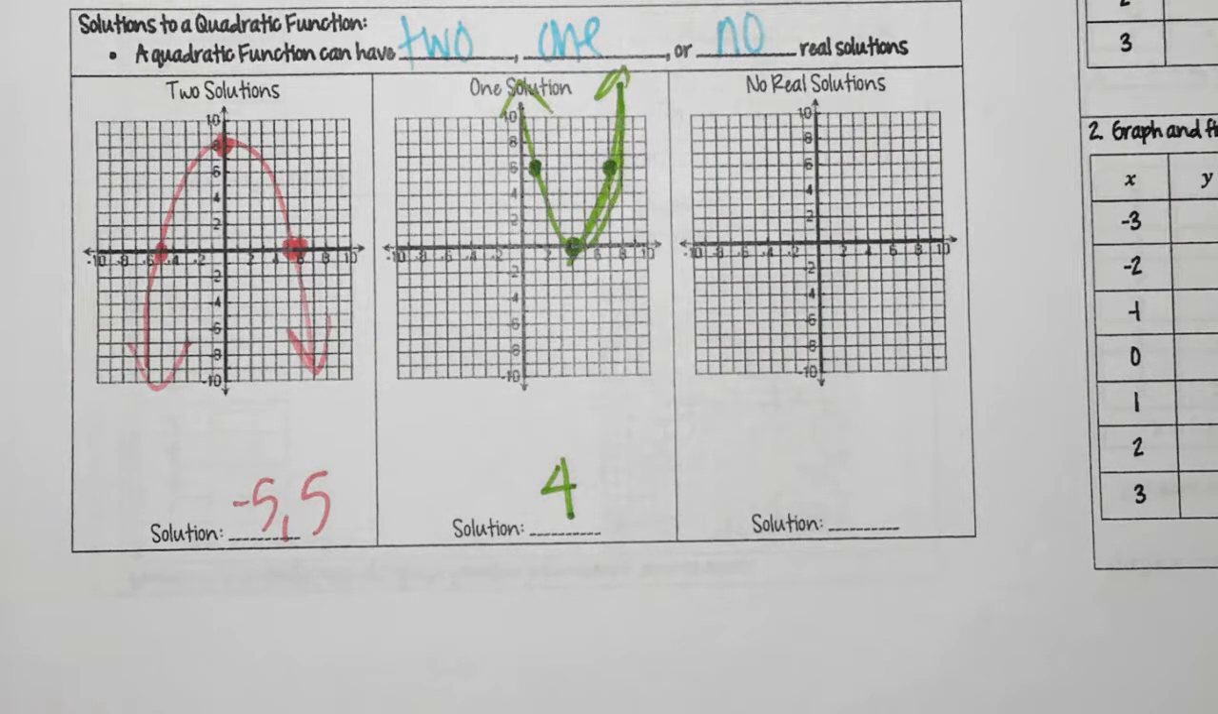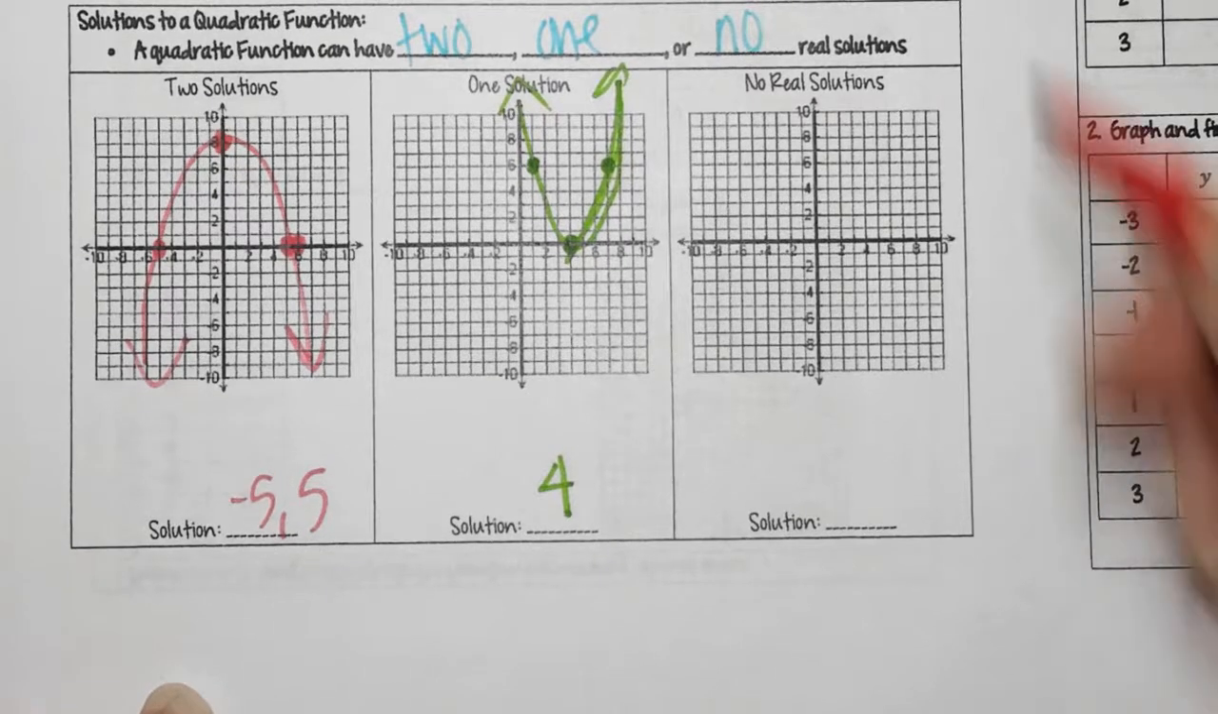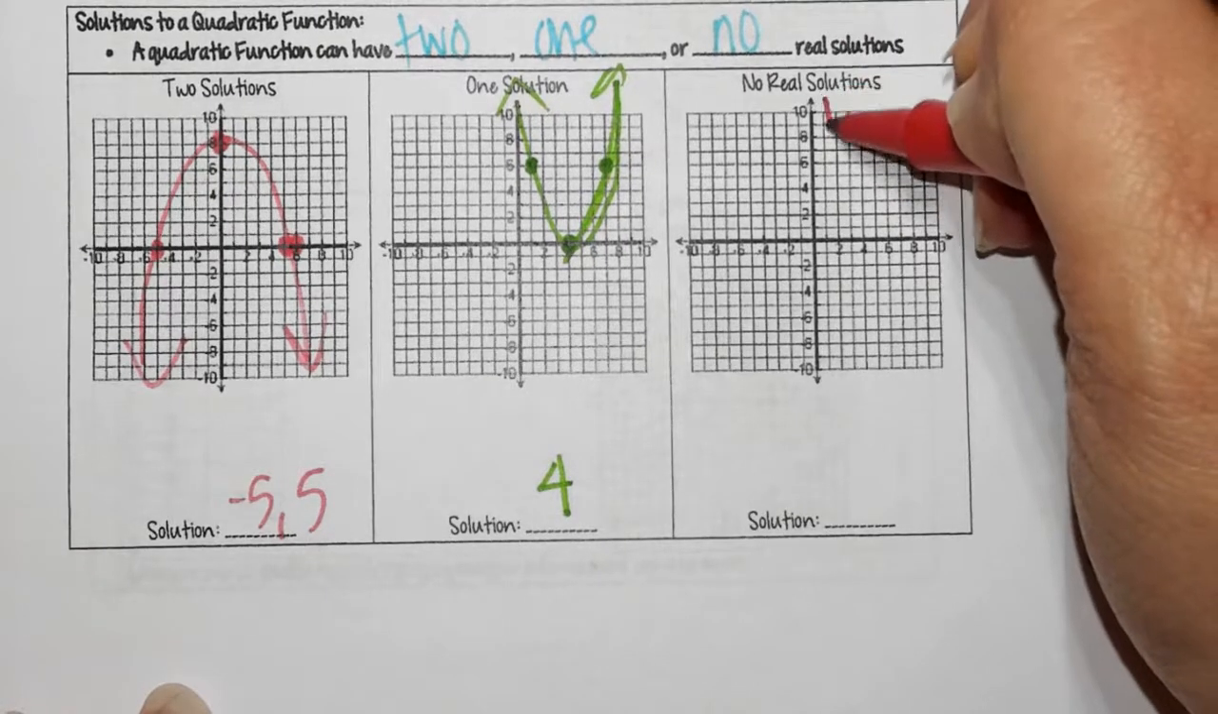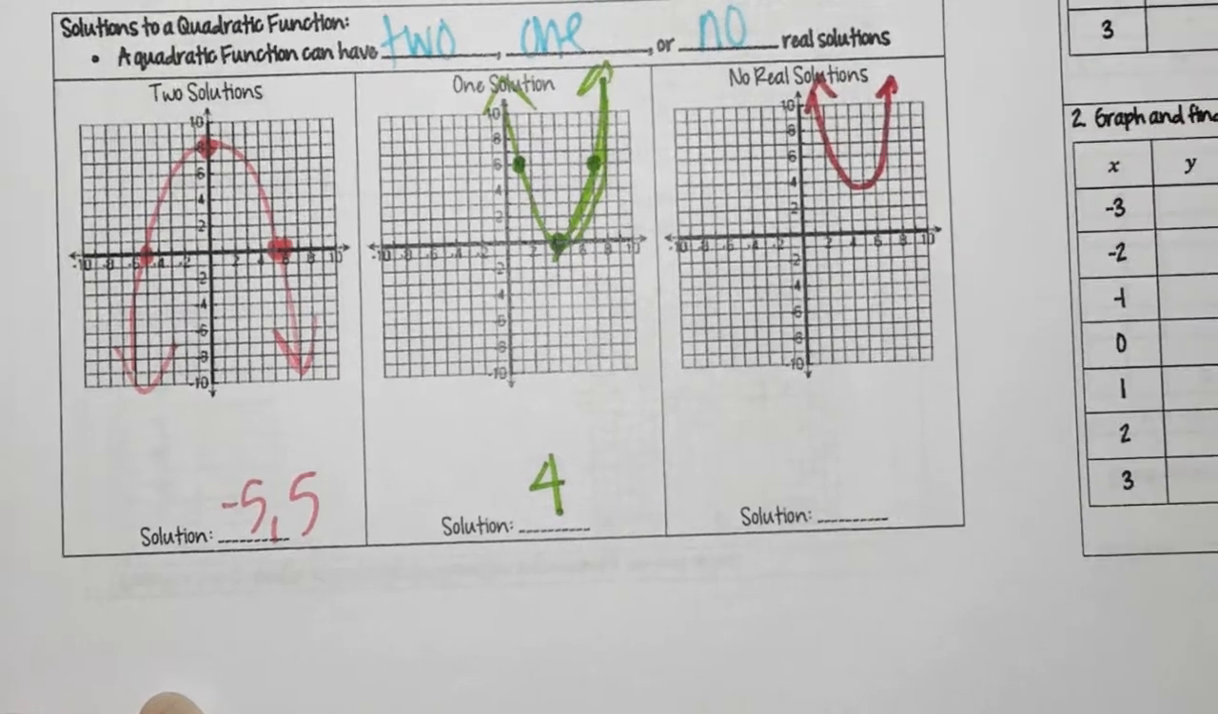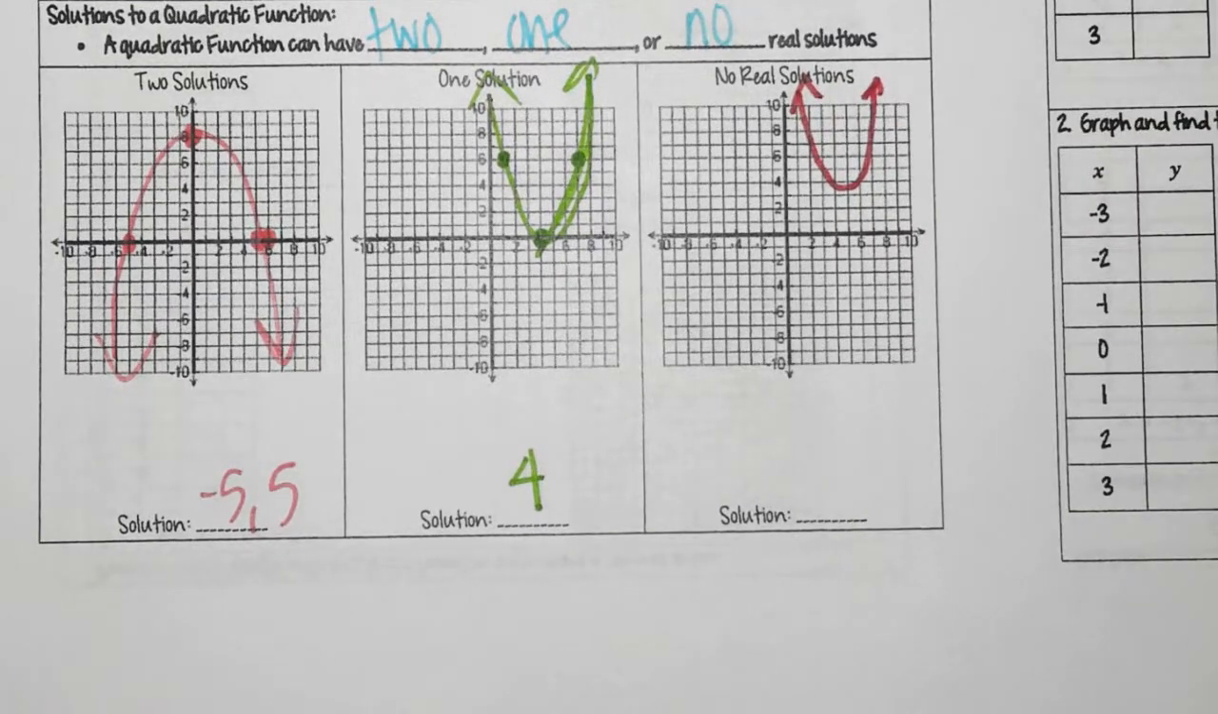Now, if it has no real solutions, how many times does it cross the x-axis? So I would like you to draw an example of a parabola that has no solutions. Does it cross the x-axis? It doesn't have to be above or below. Whatever you want it to be.